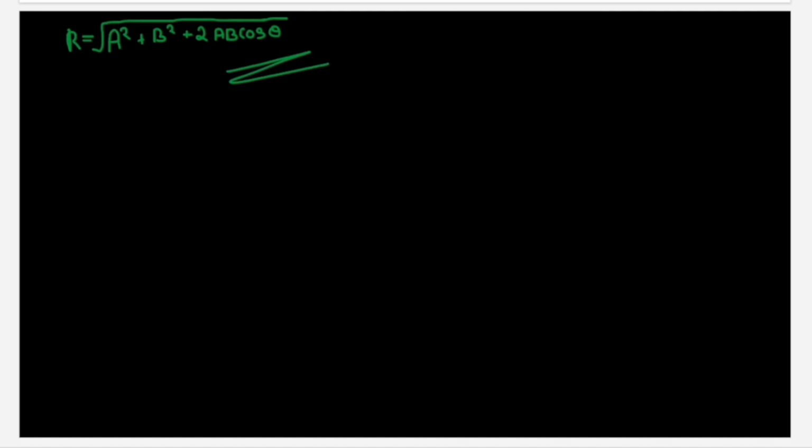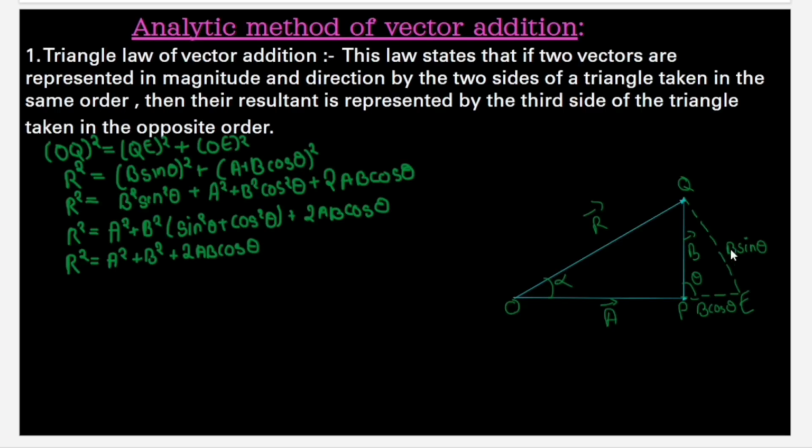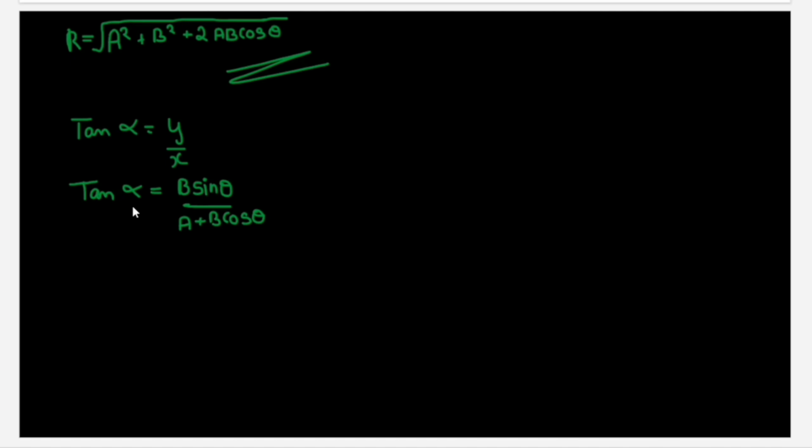Next we need to find the direction. So tan alpha is equal to y by x, where y is B sin theta and x is A plus B cos theta, and we get tan alpha is equal to B sin theta by A plus B cos theta. This is how we derive the direction of the resultant.